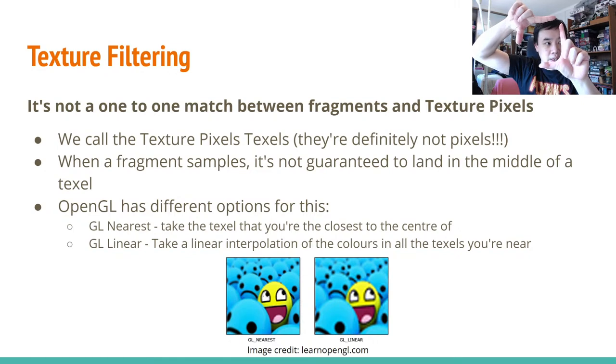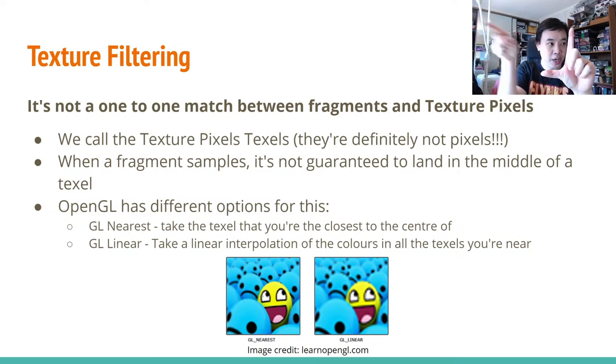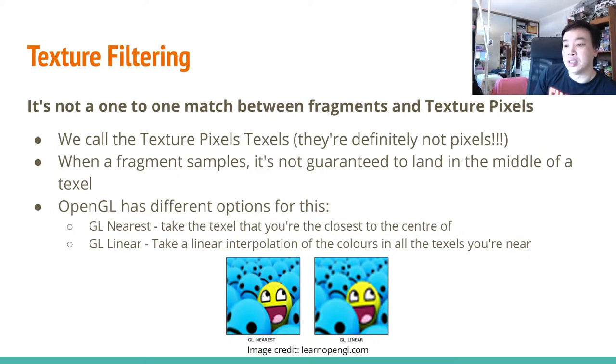So if I've got a square of color and my fragment says, based on my linear interpolation of 1 to 0, I'm going to come across these texels and I'm going to pick up information. Is there a difference between whether I'm at the top of this texel or the bottom of this texel? Is there a difference if I'm sampling right on the edge or the middle of the texel? And it can actually make a difference. So OpenGL has two options for this that you can see here. One is GL nearest.